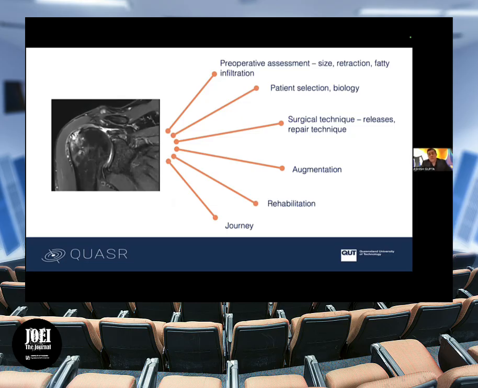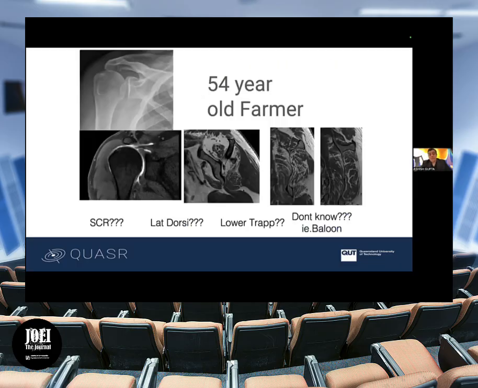And in my journey over the last 10 years, we've done a lot of work looking at preoperative assessment. Of course, you have to choose the right patient. Surgical technique is really important. And then we talk about augmentation.